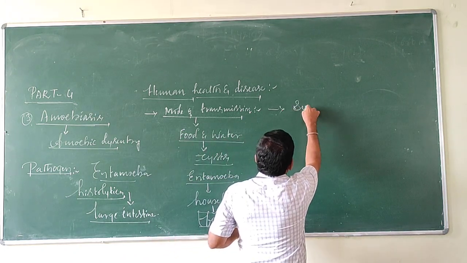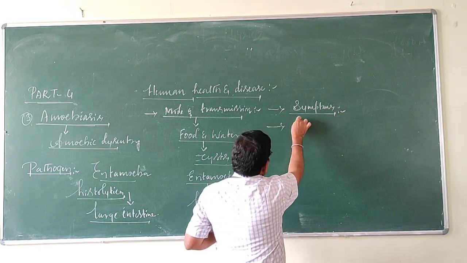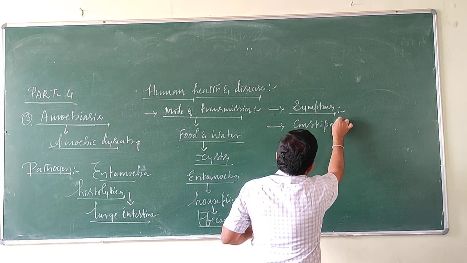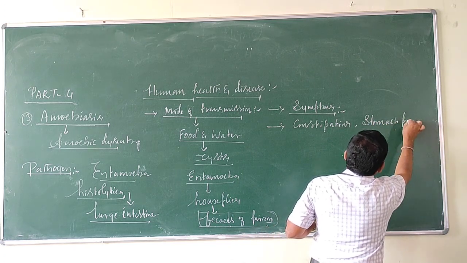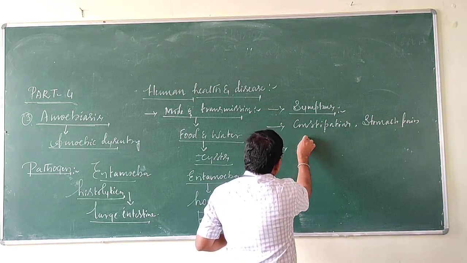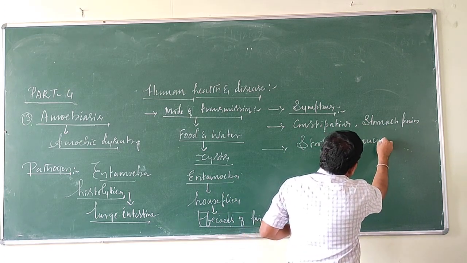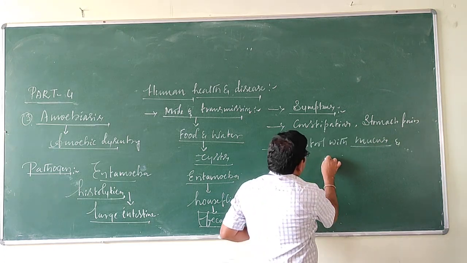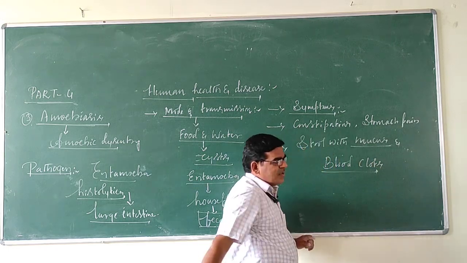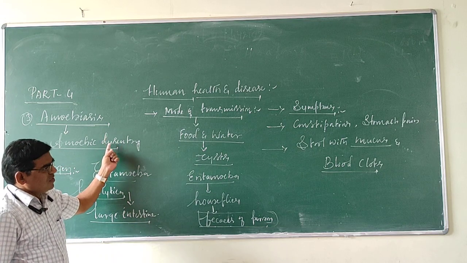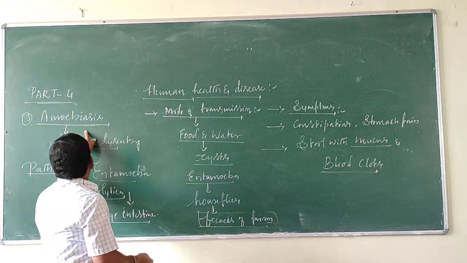Next, symptoms. First one, constipation, stomach pain. Next, stool with excess mucus and blood clots. These are the important symptoms of amoebic dysentery, amoebiosis. So: constipation, stomach pain, stool with mucus, and blood clots. This is about amoebiosis.